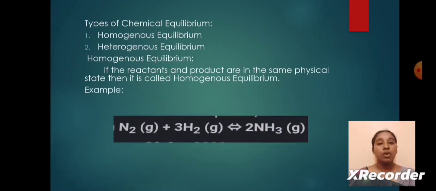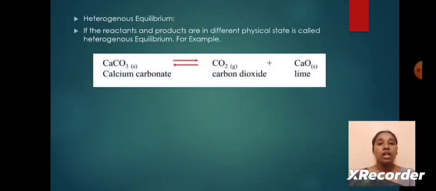Types of chemical equilibrium: homogeneous equilibrium and heterogeneous equilibrium. Homogeneous equilibrium: if the reactant and the product are in the same physical state, then it is called homogeneous equilibrium. Example, N2 plus 3H2 reversibly gives 2NH3. Heterogeneous equilibrium: if the reactant and the product are in different physical states, it is called heterogeneous equilibrium. For example, calcium carbonate CaCO3 reversibly gives carbon dioxide, that is CO2, and CaO, lime.